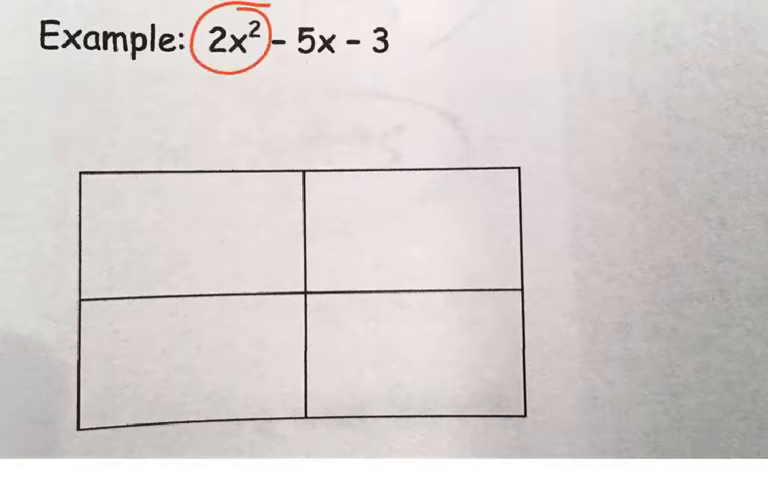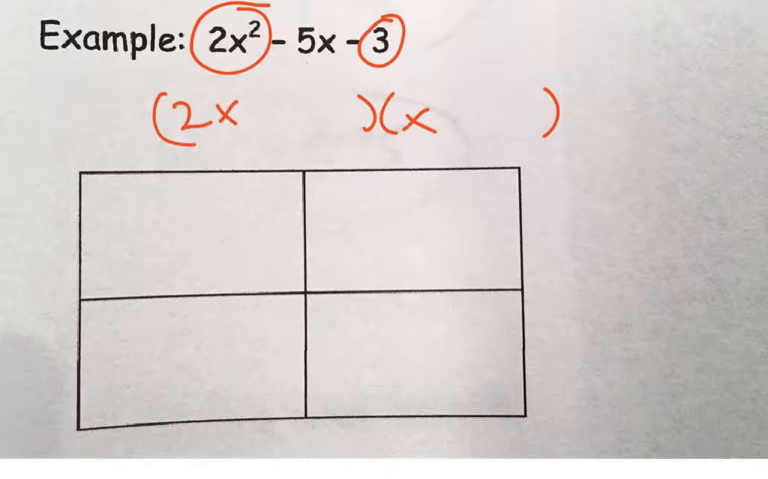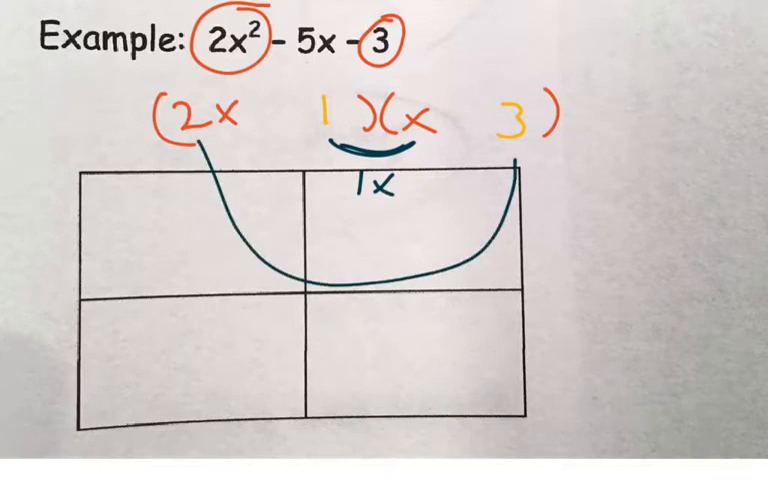See that 2x squared, guys? I know it's got to be just simply 2x times x. Okay, see the 3 right here? I know it's got to be 3 times 1. Right? There's no other way to make 3. Now what I'm going to do though is I'm going to put the 3 here and the 1 there. Now why would I do that? Because I notice right here in the middle I have 1x, and 3 times 2 on the outside is 6.